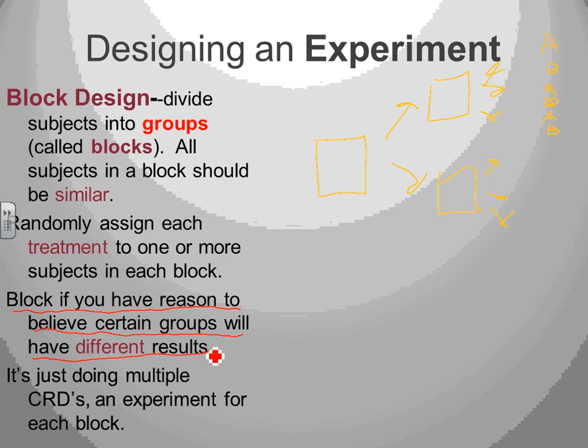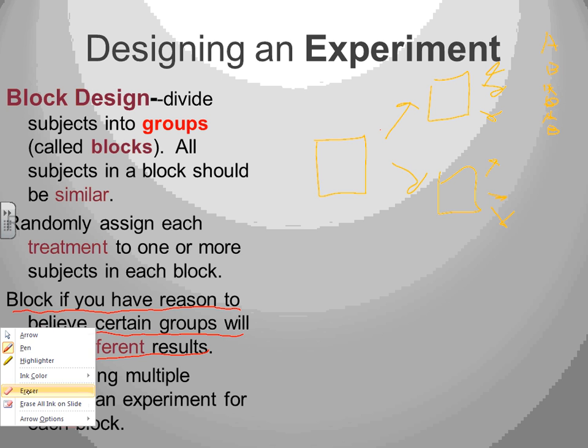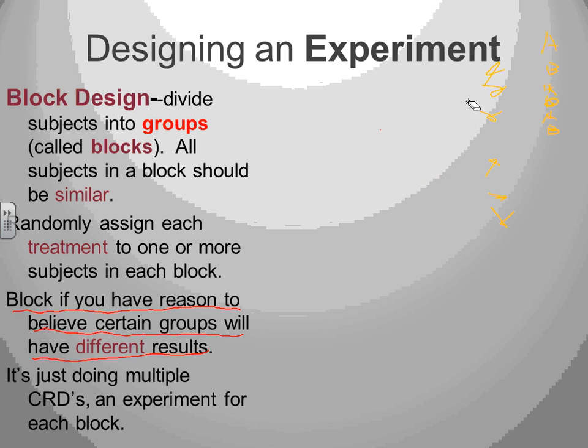Okay, it's just doing multiple completely randomized designs for experiments. This is funny, so you can't read it down here, but you can read it up there. Okay, so that was block, the formal definition of block. And now we have matched pair.